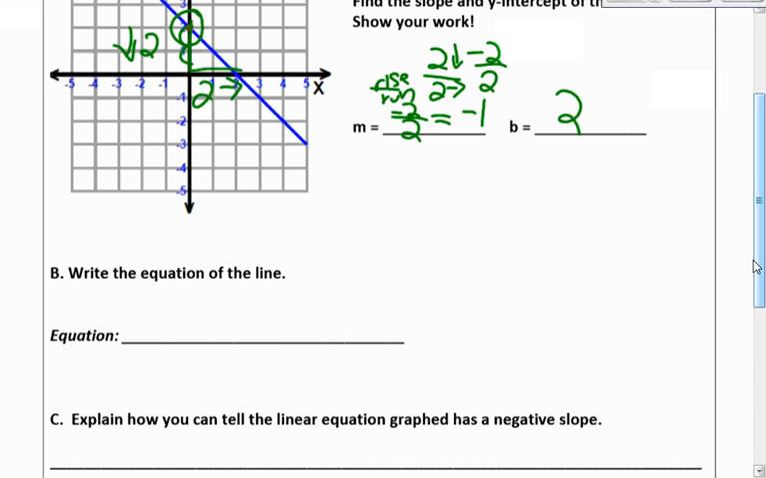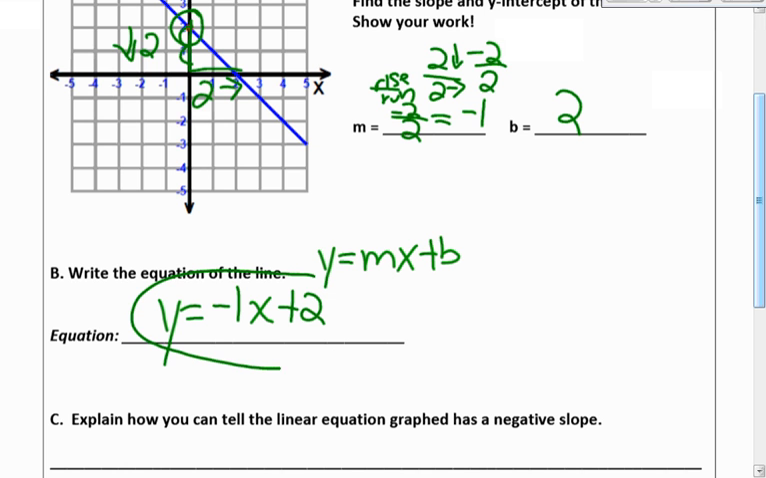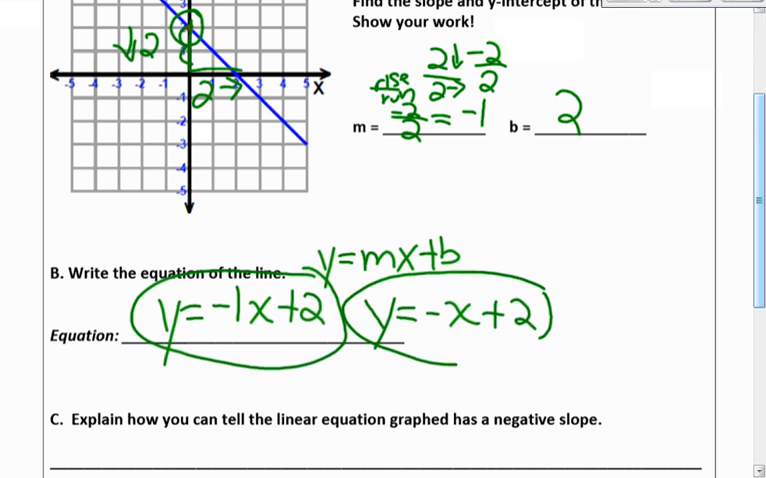So to put this into the equation of a line, I'm substituting the information into y equals mx plus b. So the equation for this graph would be y equals, instead of m, I'm going to put negative 1, x, and then my b, or my y-intercept, is 2, so plus 2. Some of you may also write this as y equals negative x plus 2, because you know that secretly there's a 1 in front of every x, so it's not necessary to put it down there.